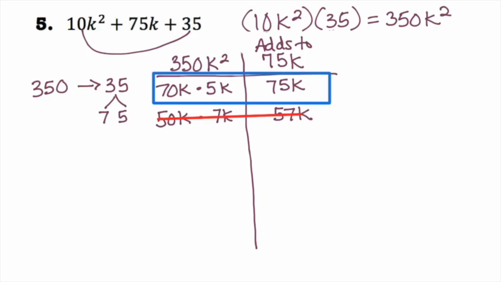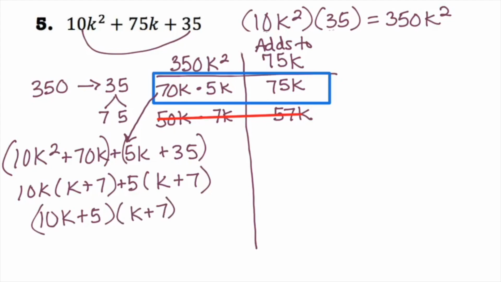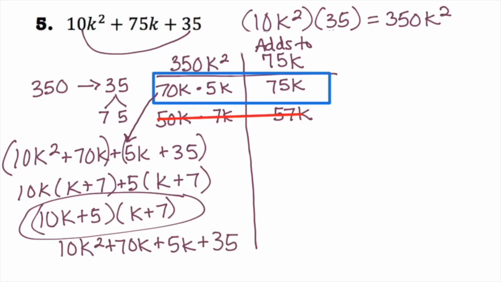All right, so now we're going to take 70k and 5k and replace it in the original equation. So now we're going to group and factor and find the GCF to the left, GCF to the right, see if the two binomials match, and they do. So we put the two GCFs together and the common binomial together, and you have your answer. And then you can check your work by doing 10k times k, which is 10k squared. 10k times 7 is 70k. 5 times k is 5k, and 5 times 7 is 35. Does it match the original one we started with? Yes, it does. So we know that it is the right answer.